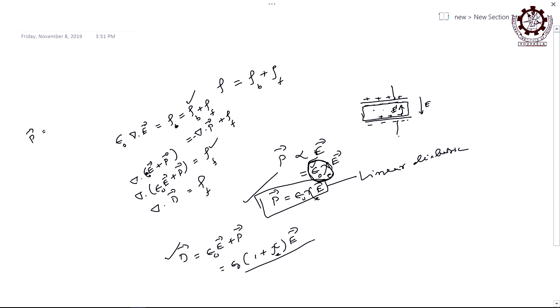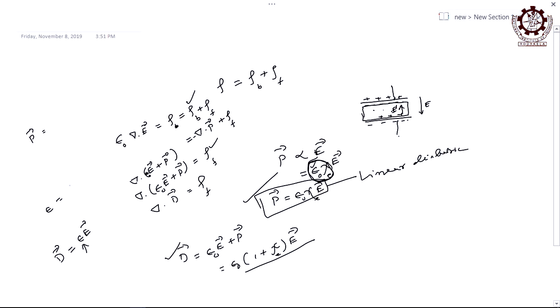epsilon 0 into 1 plus susceptibility times electric field, right. So, now what is this quantity? Now you can write epsilon 0 D is equal to how much? You know what is your displacement? In general you can write it as epsilon times E, right. But what is this epsilon? Permittivity. Permittivity means it is the multiplication of the permittivity of free space into the permittivity of the medium, because this epsilon is nothing but equal to epsilon 0 times epsilon r.